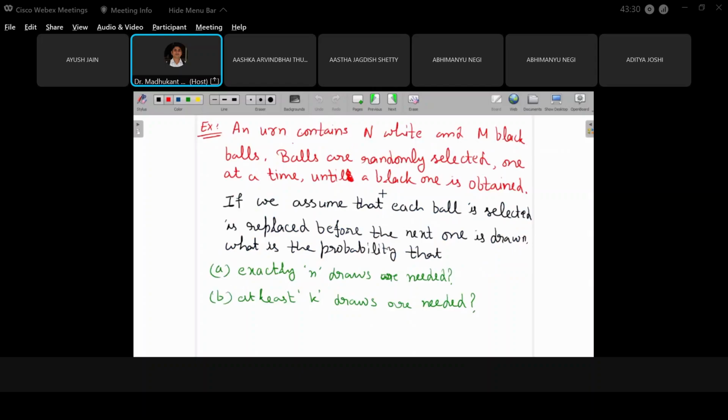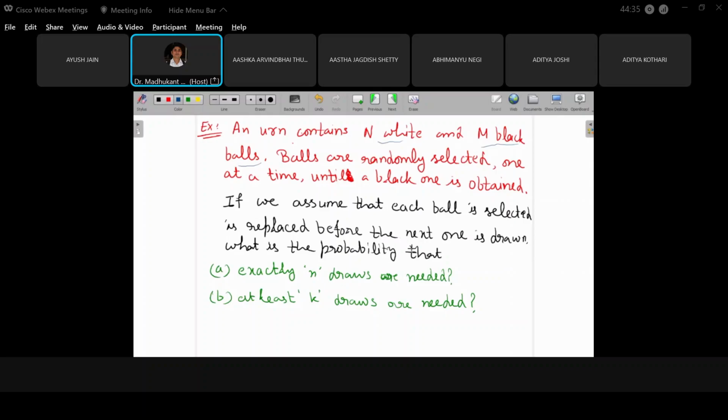Okay, right. Now, the following question is there. I think it will not take much time. So you have an urn which contains n white and m black balls. Now balls are randomly selected one at a time until a black one is obtained. If we assume that each ball selected is replaced before the next one is drawn, it means you are just picking up, looking at the color, and putting it back if it is not black, before the next one is drawn.